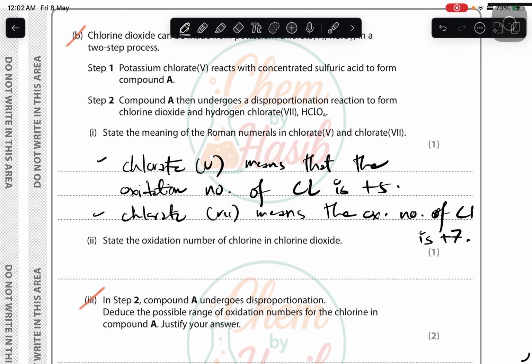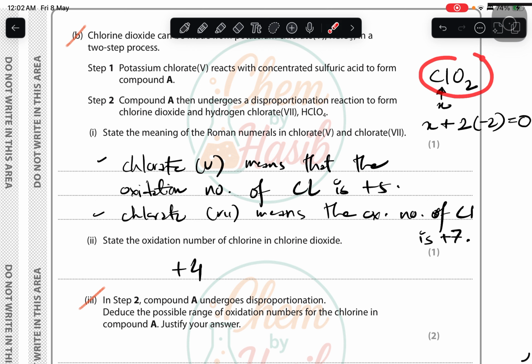The oxidation number of chlorine in the chlorine dioxide molecule will be plus 4. I think you could figure this out. Chlorine dioxide has the formula ClO2. So let us assume the oxidation number of chlorine to be X. So X plus, there are 2 oxygen atoms, so write 2 here. Each oxygen has a charge of -2 usually. So X + 2(-2) = 0 because the total charge of this molecule is 0. So you find X is found to be plus 4. And that is why the answer to this question will be plus 4.